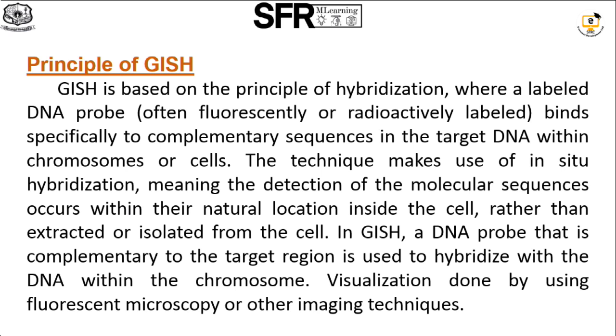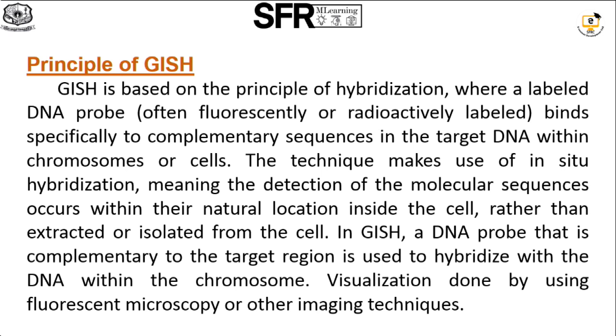First of all, the GISH technique works on the principle of the hybridization technique, in which labeled DNA probe molecules are used. These DNA probe molecules are labeled with the help of fluorescent dyes or by using radioactive elements. These labeled DNA probe molecules can specifically bind to the complementary sequences in the target DNA within the chromosomes or even the cells.